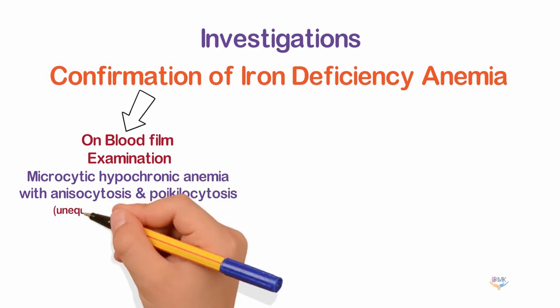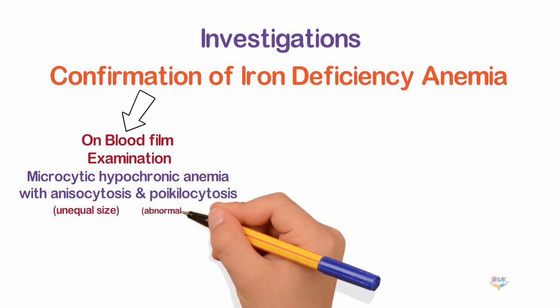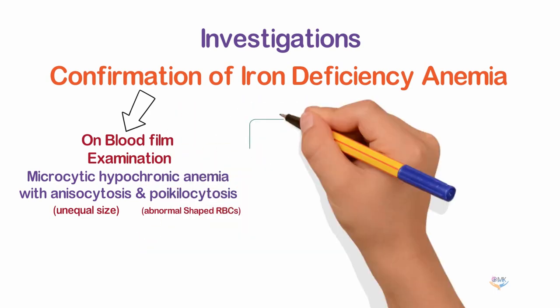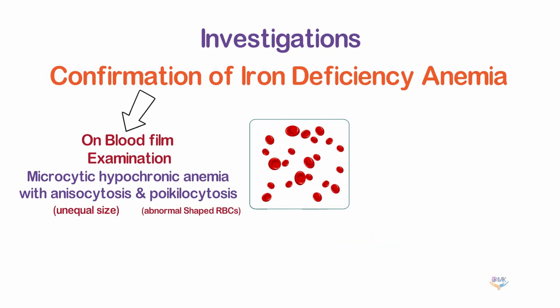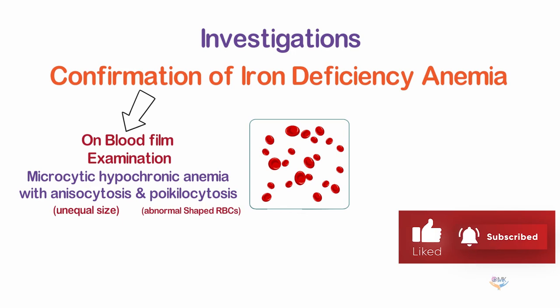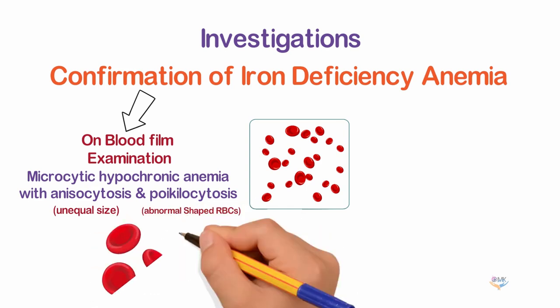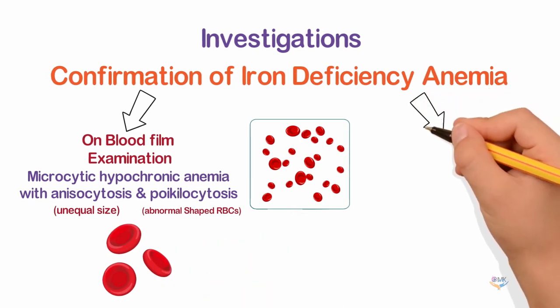As the name suggests, it is the type of anemia in which circulating RBCs are smaller than the usual size of RBCs, known as microcytic, and have decreased red color, known as hypochromic. The word anisocytosis means unequal size of red blood cells, and the word poikilocytosis means abnormal shape of red blood cells.